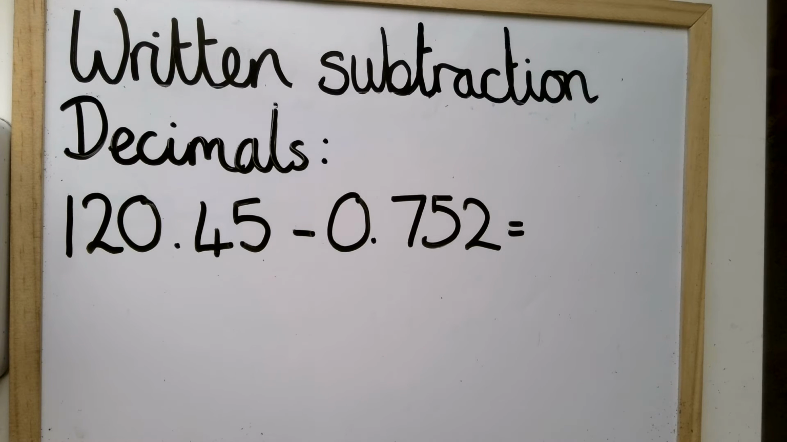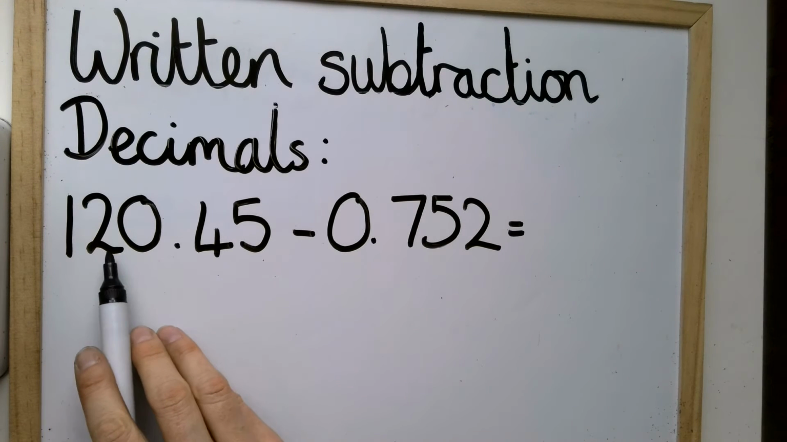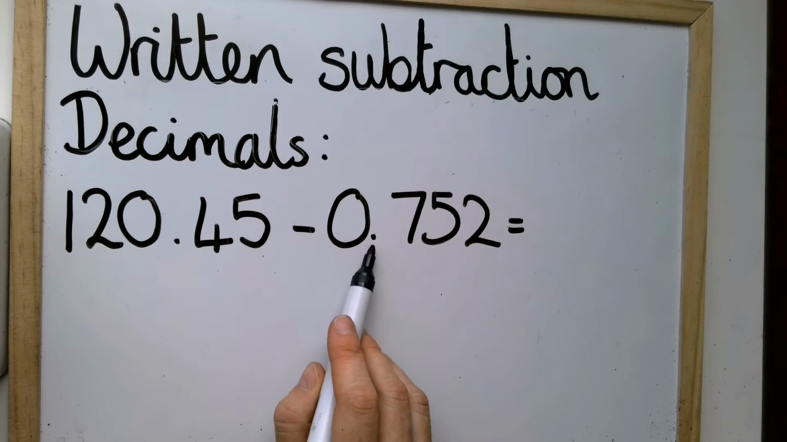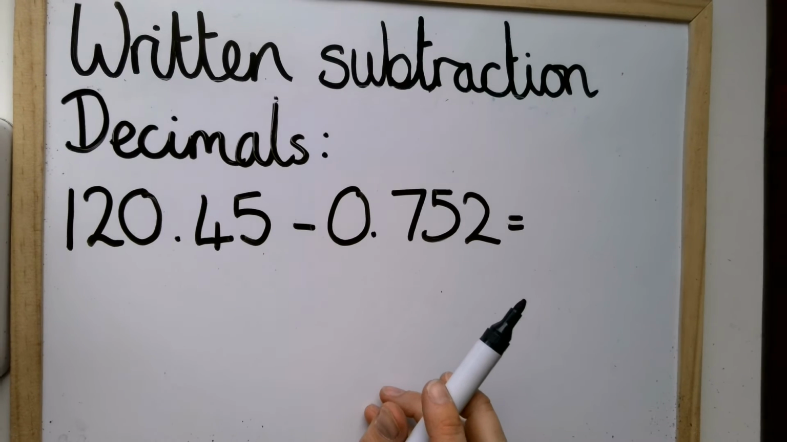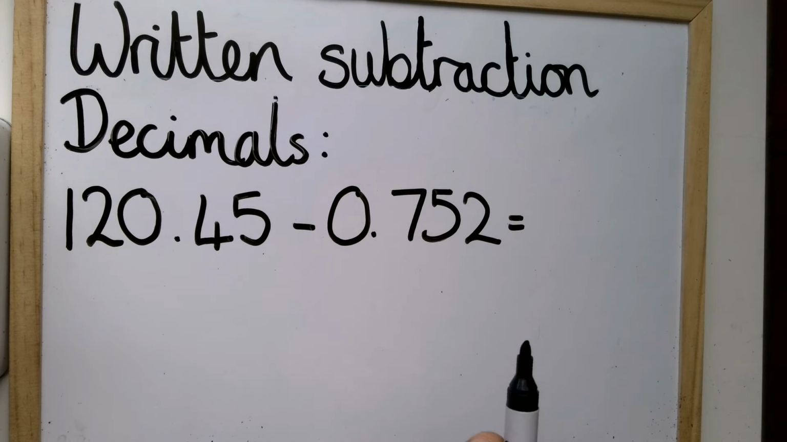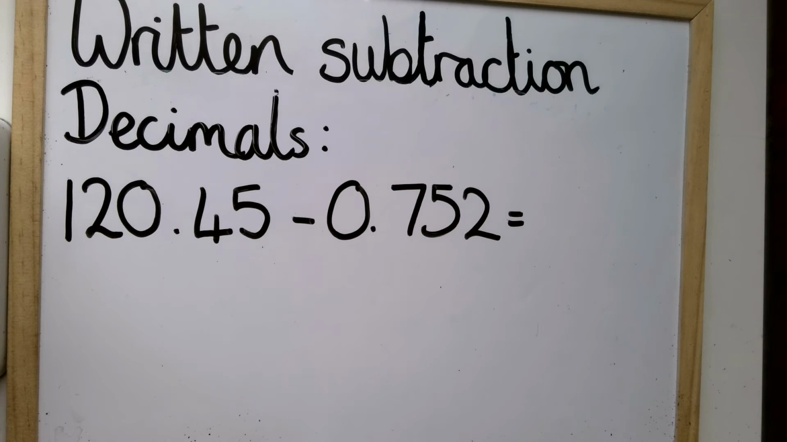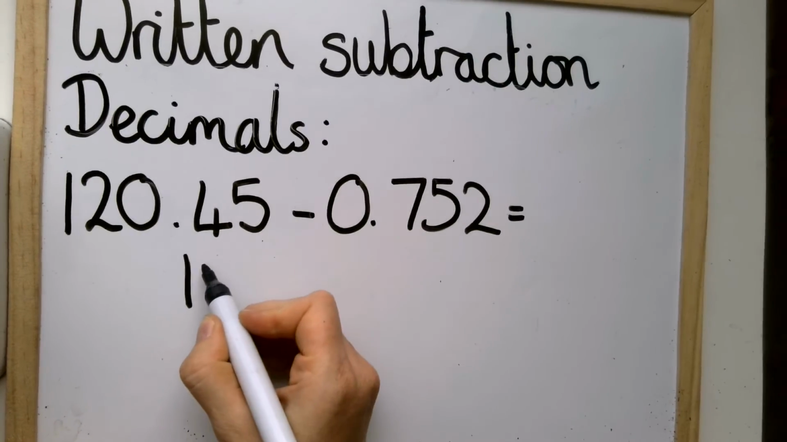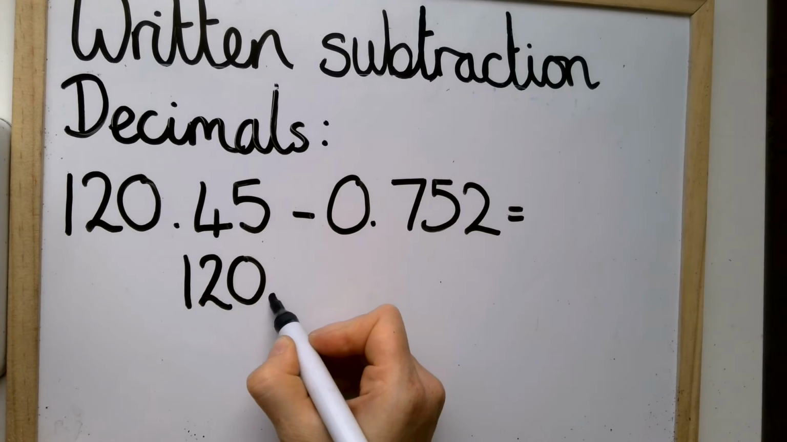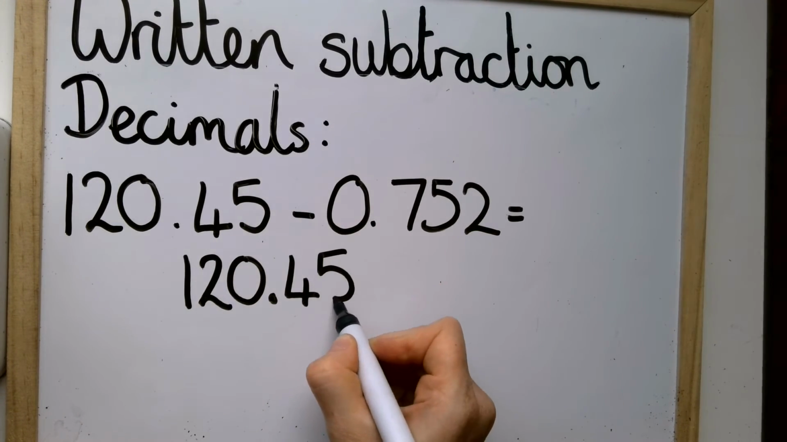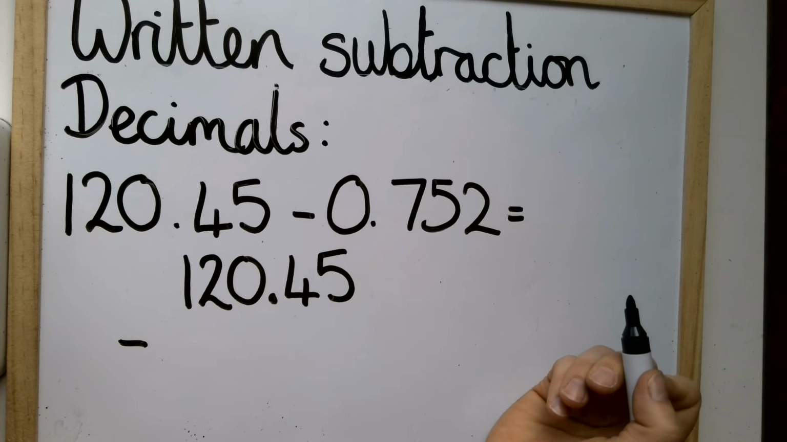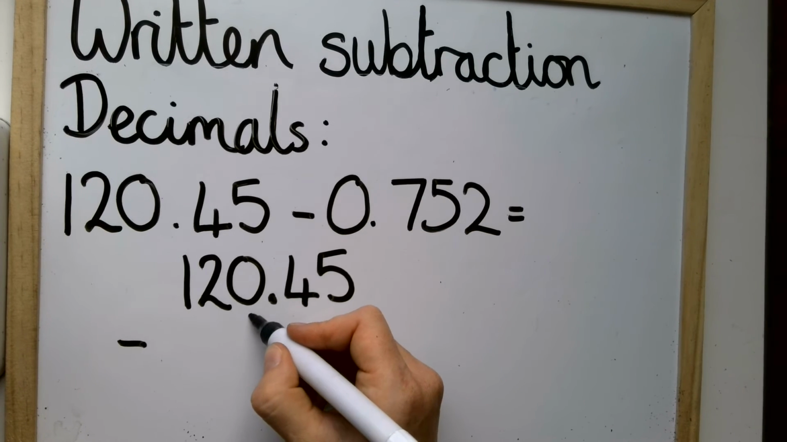Finally, we're going to look at some decimal subtraction and decimals using exchanging. So here I have 120.45 minus 0.752. It's really important, again, as with addition, that we line up the decimal points in the column. So this is my minuend. I'm going to start with my minuend, which is 120.45, subtract 0.752.